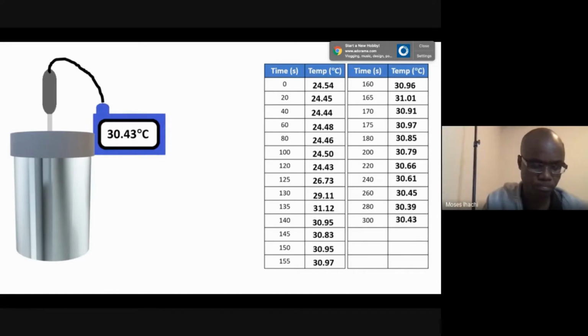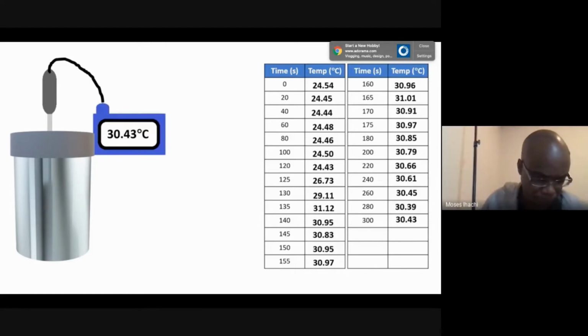At this point, you would have all of your data collected for trial number 1, and we would repeat this for trial number 2 and trial number 3 for the sodium hydroxide with hydrochloric acid. It works in exactly the same way, but you're going to get a different set of numbers each time.